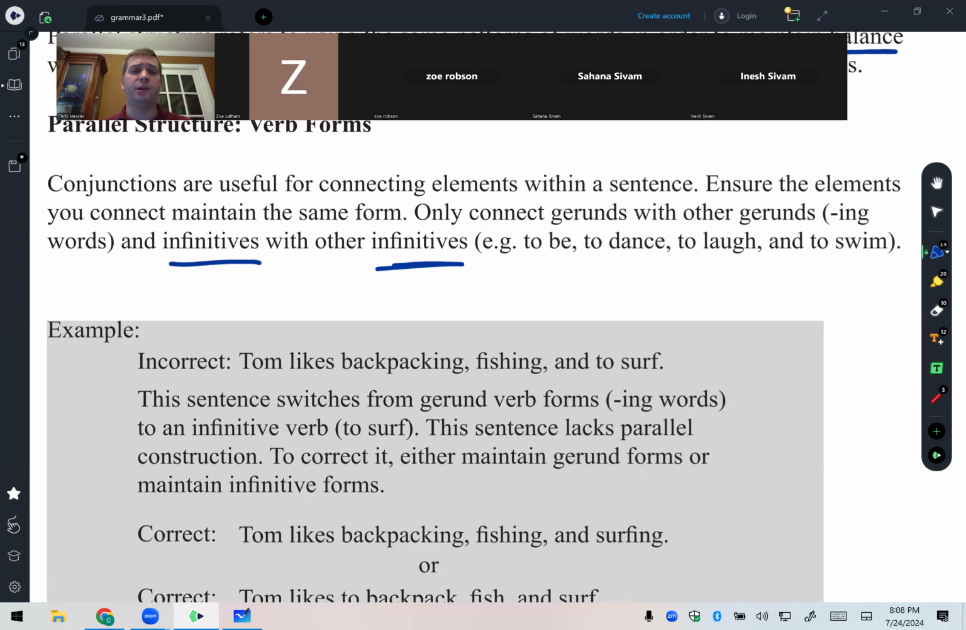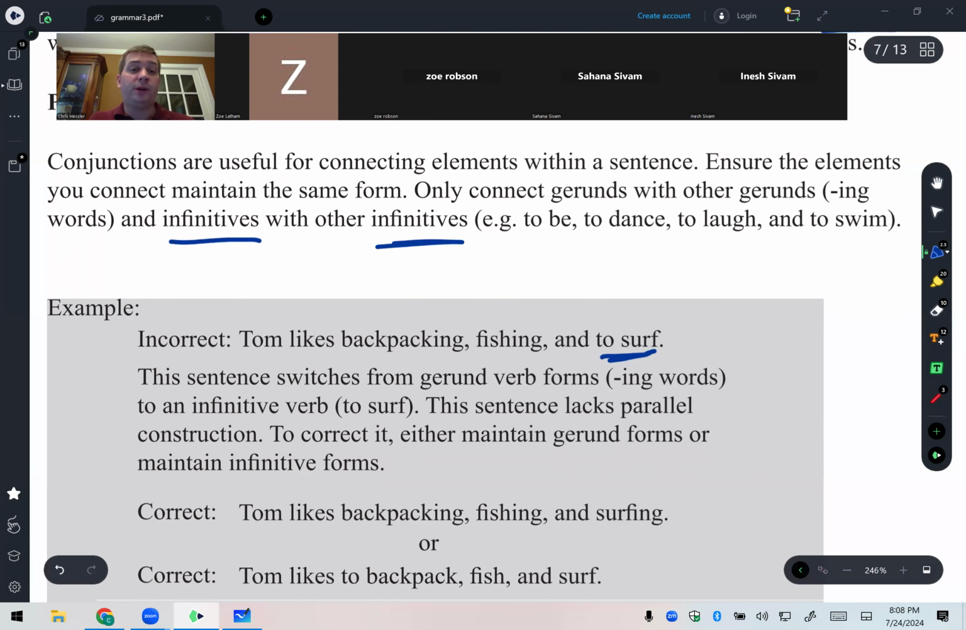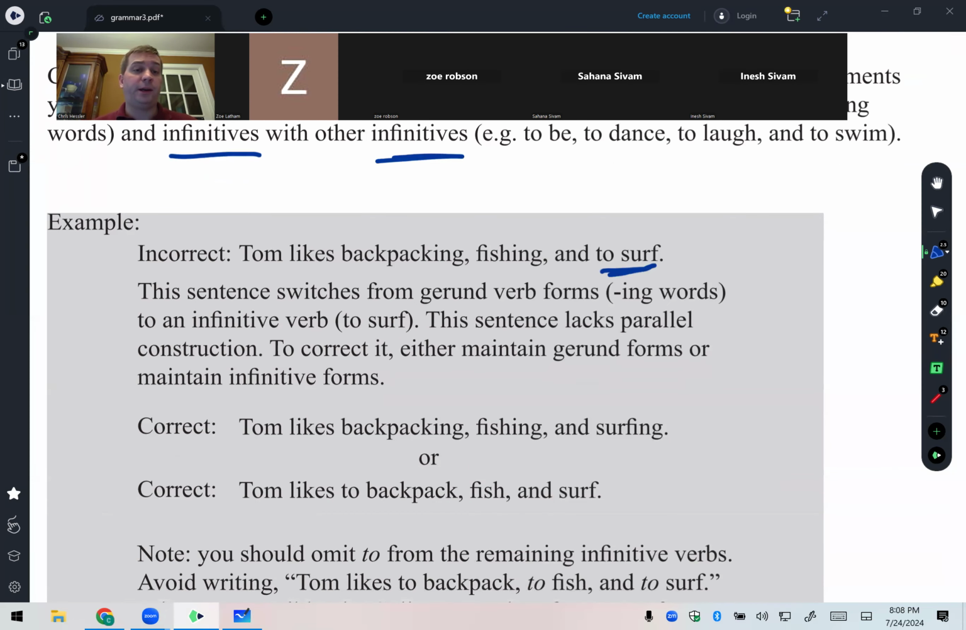Tom likes backpacking, fishing, and to surf would be incorrect. So here I have two gerunds and an infinitive. And the way we would fix this is just to pick one or the other. I could say Tom likes backpacking, fishing, and surfing, or I could use all infinitive verb forms. It doesn't matter which one we select. We just have to be consistent. Tom likes to backpack, fish, and surf. Note that you don't need to repeat "to" 3 times. I don't need to say Tom likes to backpack, to fish, and to surf. We only need it once. All right, so just pick one or the other.